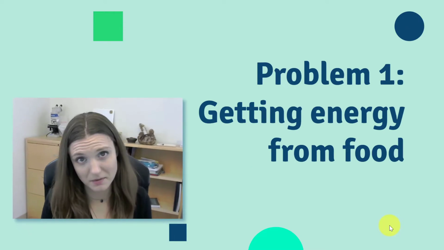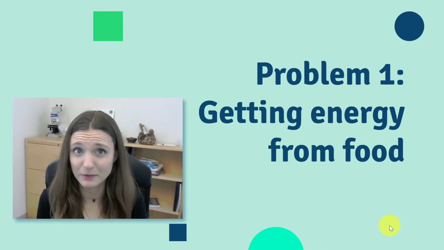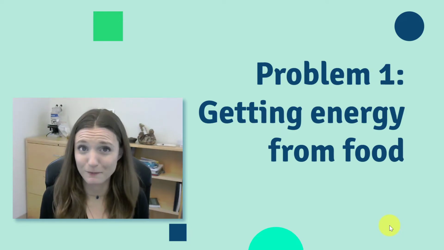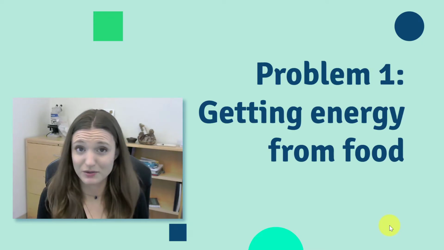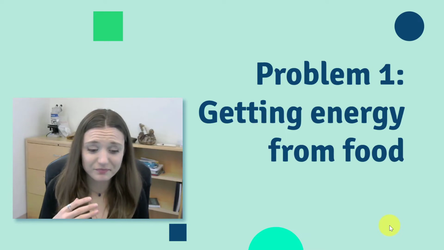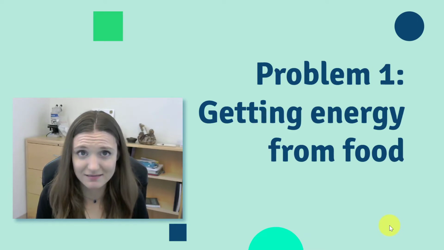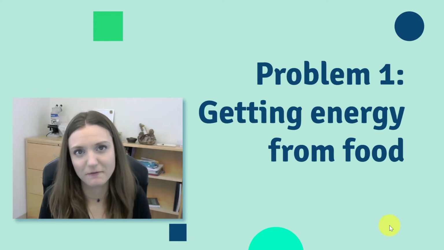So this first problem is how do animals get energy from their food? How do we maximize the amount of energy that we're able to get from food, right? Because remember, there's more oxygen around now. We're starting to see the development of predatory life cycles. And so how do we maximize the amount of energy we can extract from that food?